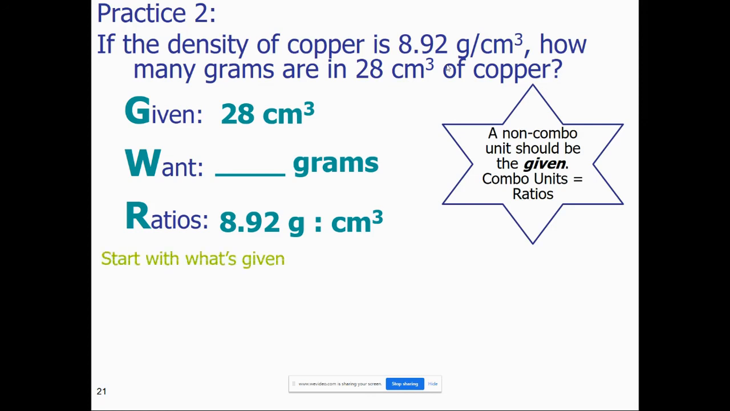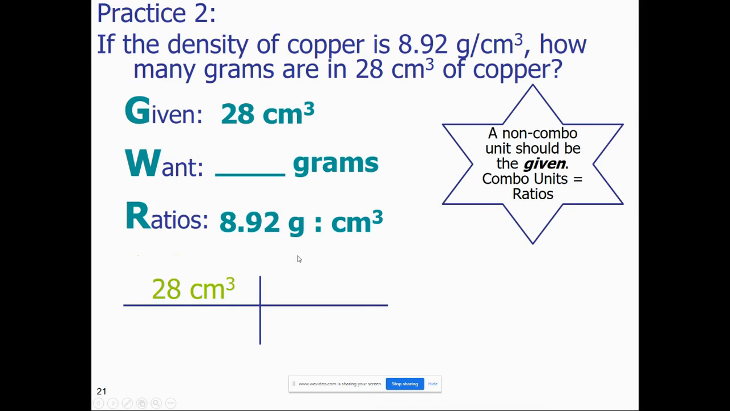Okay, so we're going to solve this problem the same way. Write what we know over 1. We want centimeter cubed to go away. So we have a ratio right here. We're going to put this part of the ratio on the bottom, so it cancels out with this centimeter cubed. And we're going to put this on the top, so it's by itself. So you're left with grams at the top. So when you do that and you enter this into your calculator, you get 249.76.